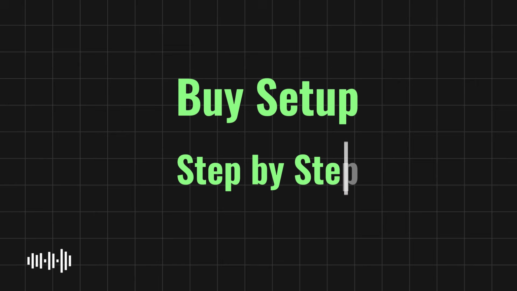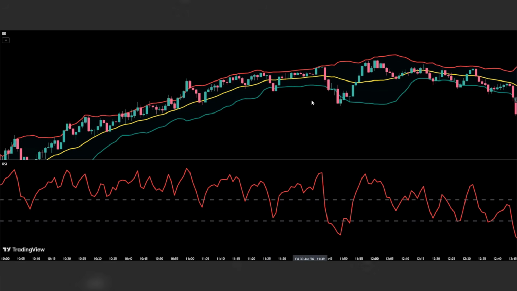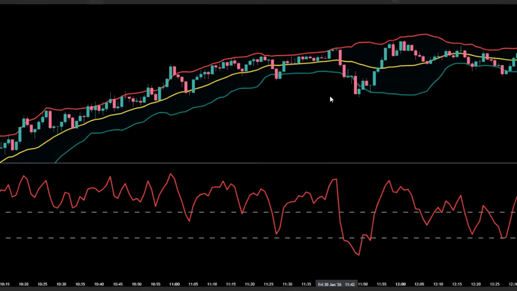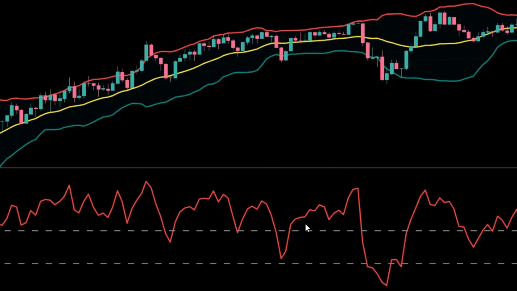Buy setup, step by step. Let's go through the buy setup. First, RSI must be above 60. This tells us the market is bullish. Second, price moves down toward the lower Bollinger Band. It may touch it or slightly break it. We don't enter yet. Third, price comes back inside the Bollinger Band. This shows rejection of lower prices. Finally, we wait for a bullish confirmation candle to close. This could be a bullish engulfing candle or a pin bar. After the candle closes, we enter the buy trade.